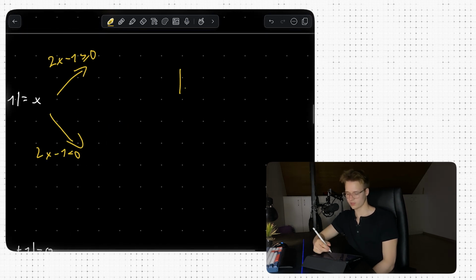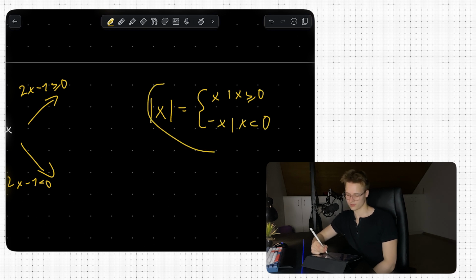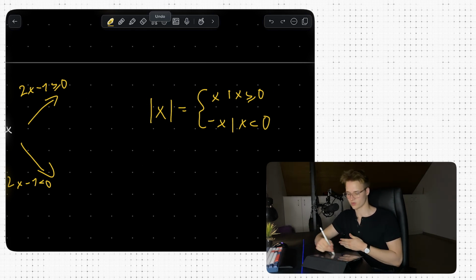Oh, and I don't think I actually mentioned this, which is the most important thing. Absolute value of x is defined like this. x if x is greater than or equal to 0 and minus x if x is less than 0. Okay? That's how it's defined. Basically, the function of absolute value is defined in this way.